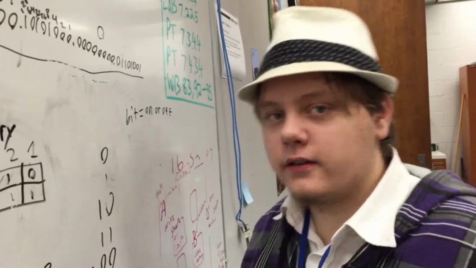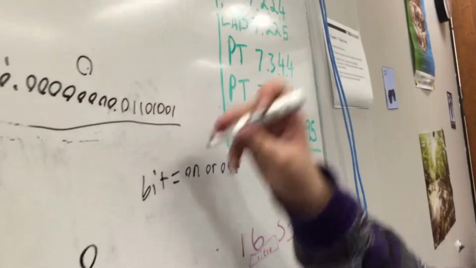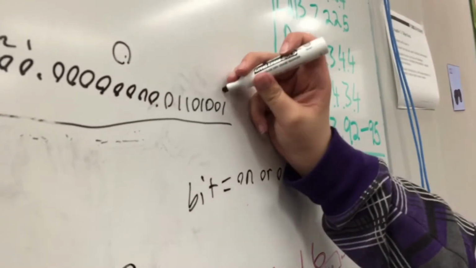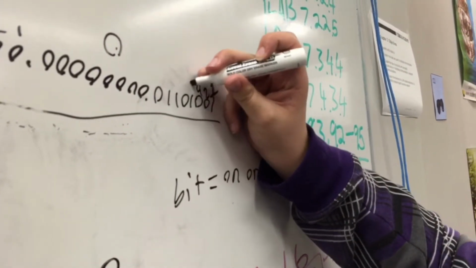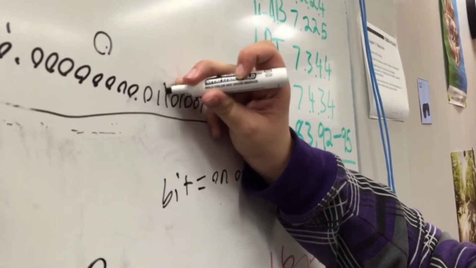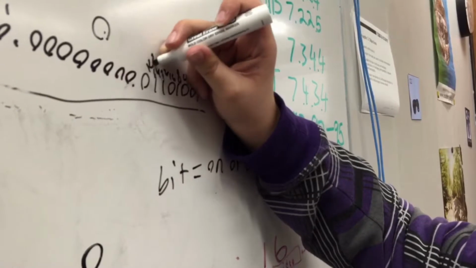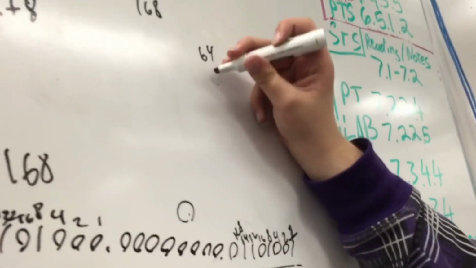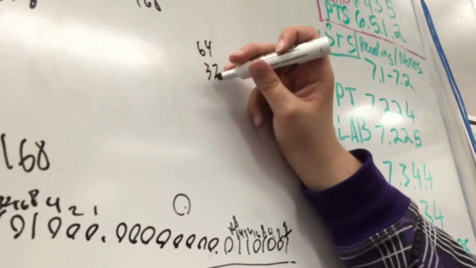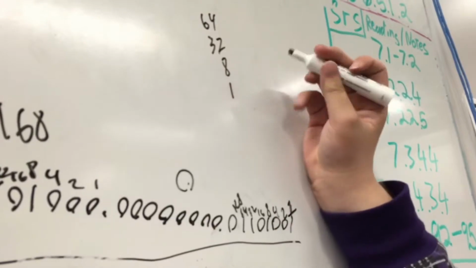Look familiar, doesn't it? And let's take a look at this number over here. 1, 2, 4, 8, 16, 32, 64, 128. There's no 128. There's 64, 32, no 16, 8, and 1.